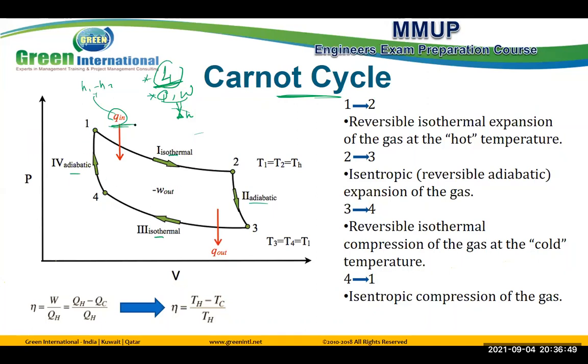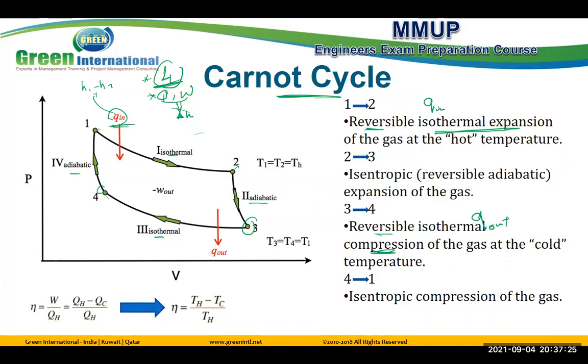So we find that from 1 to 2 it is a reversible isothermal expansion. And from 3 to 4 it is the same, a reversible isothermal compression of a gas. From 1 to 2 is about Q added, and the other one here is for Q out, Q rejected.